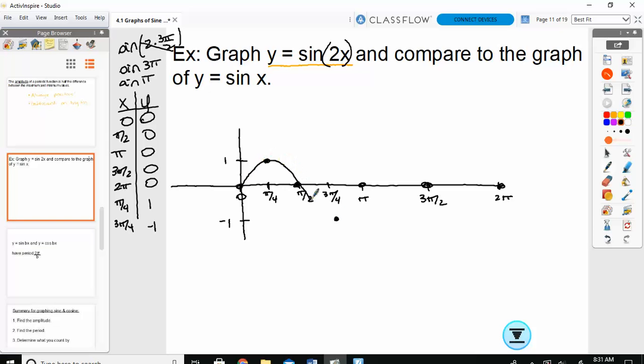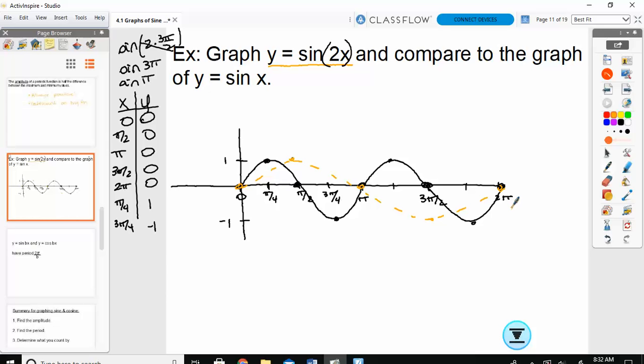So this graph, it's still a sine. What changed? How is this different from the regular sine graph? Normally, sine looks like this. What this 2 did, it's made it get skinnier.